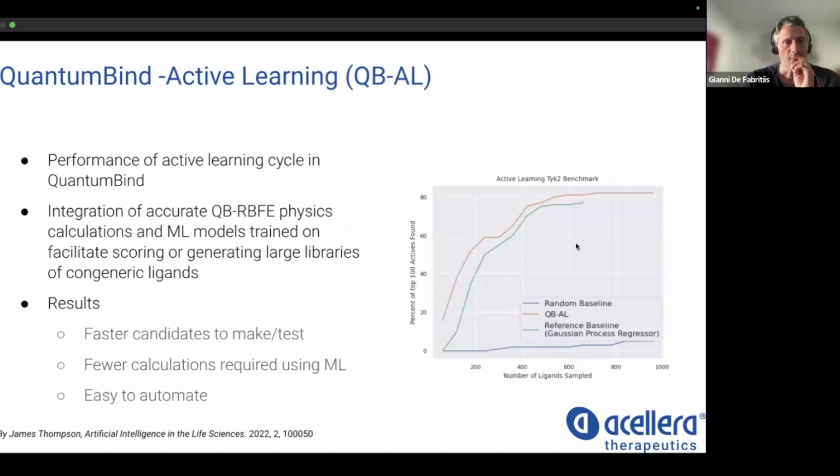And when we compare our approach to these baselines, the blue line here, with the number of ligands sampled, is the random baseline. So if you were doing random, how many active compounds you would find. The reference baseline, green, is from this paper, and this is ours. So we get a lot better on the short amount of ligands, which is what we care about the most.